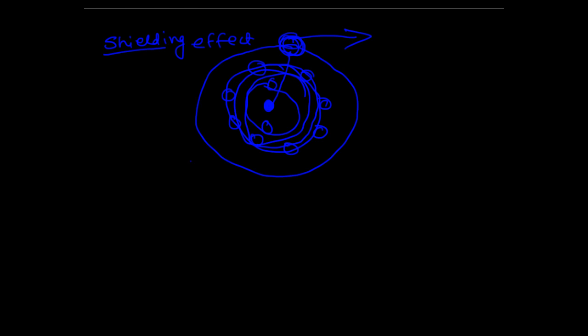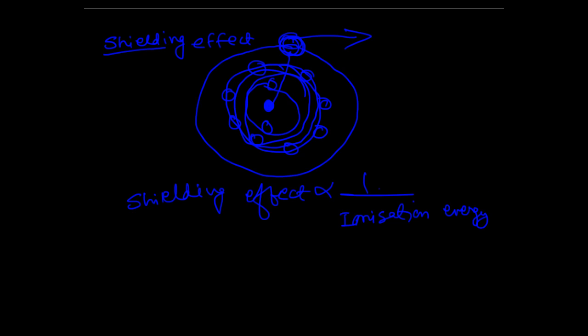So, the shielding effect is inversely proportional to ionization energy. That is, the more the shielding effect, the less the ionization energy, because the more the shielding effect, the less the electron will be attracted towards the nucleus, and hence it will be easily removed, easily knocked off from the atom.